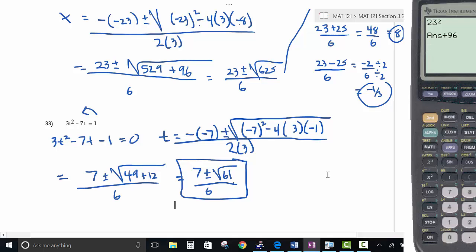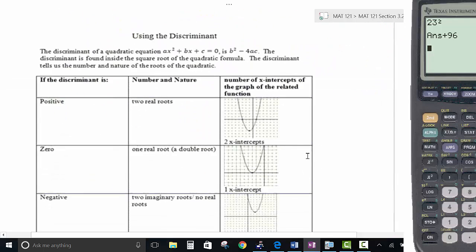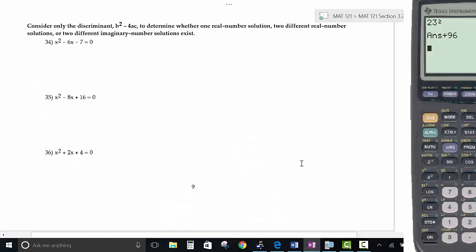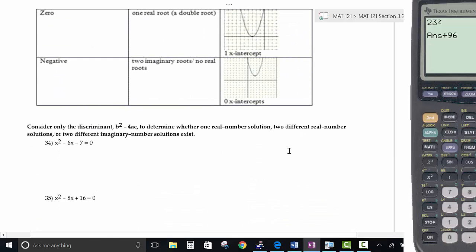Now let's move down to the discriminant test. I'm going to talk just a little bit about that to finish this up. Then we'll do a break, and then we're going to do the other section today, 3.3.